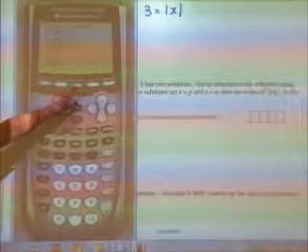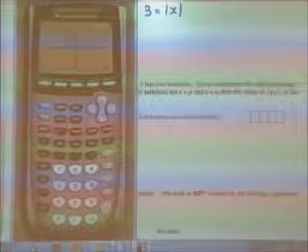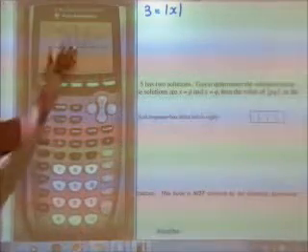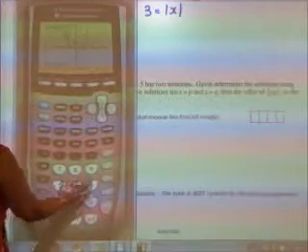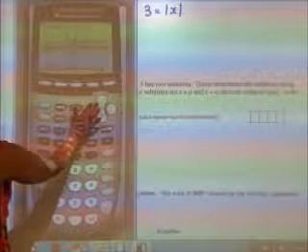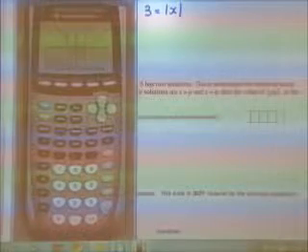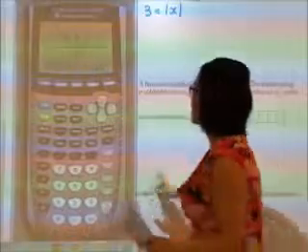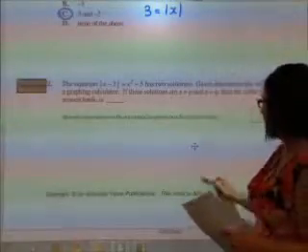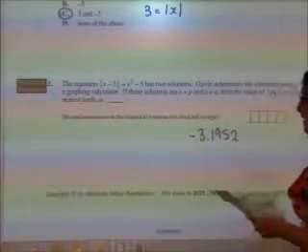If I graph this on a standard window, zoom 6, there are my 2 intersection points, so I can find each of them. So second calc intersect. I get this first one, which is a decimal. It's not a nice decimal. So when I go to write this in, I'm going to include as many decimal places as I can.